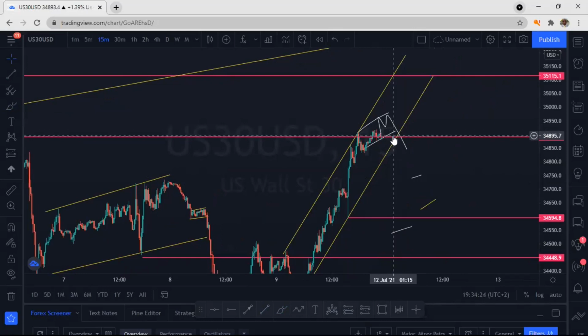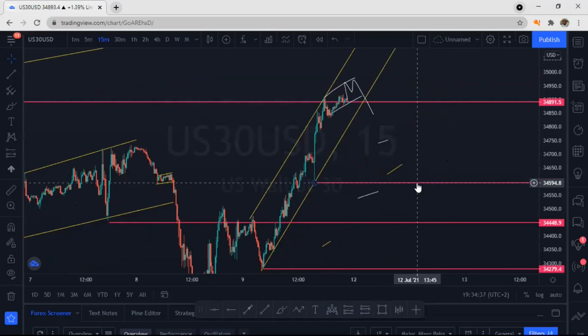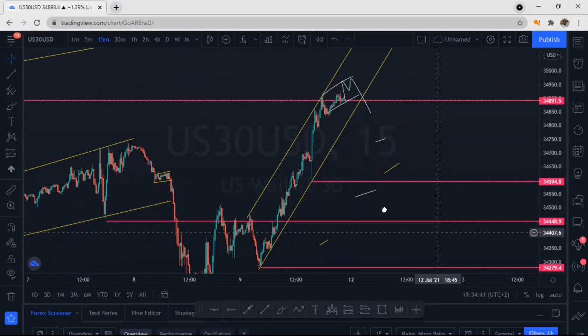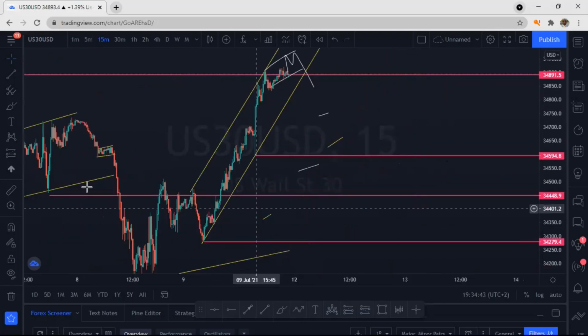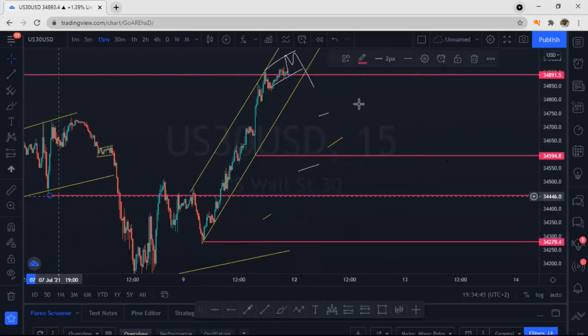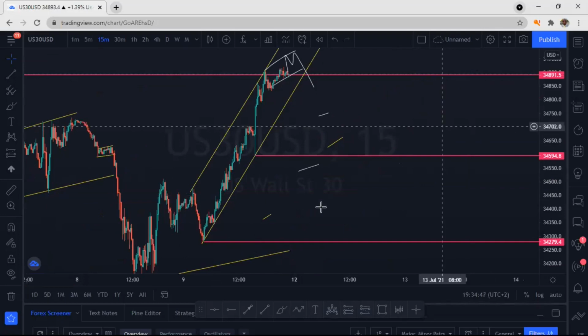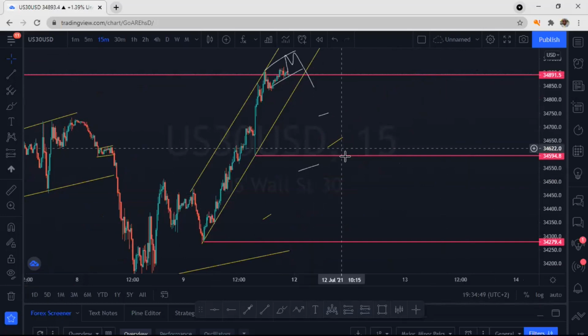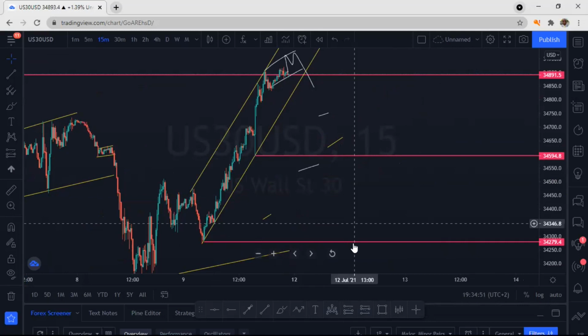Okay, cool. So now if it creates a correction like this and it breaks this correction, for me it will be a clear sell. My first target will be here. My second target will be here. This line is not valid anymore.